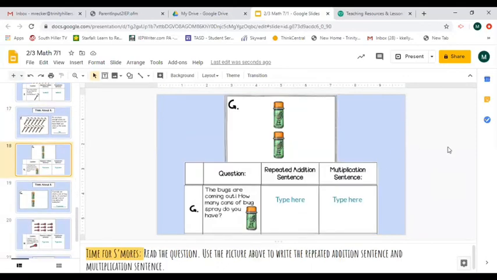The bugs are coming out now. How many cans of bug spray do you have? This should only take you a second to count how many are there and figure out your repeated addition and multiplication sentences.